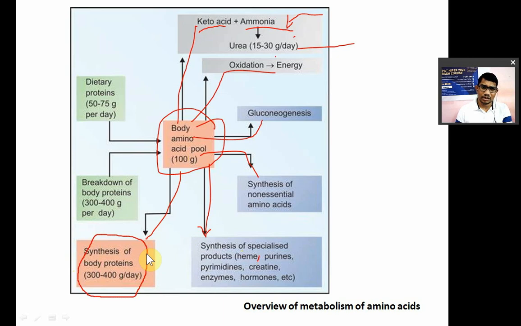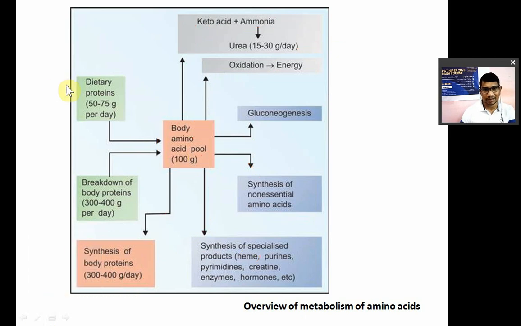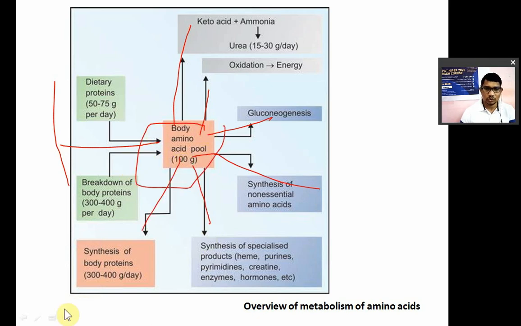So what will happen with the amino acid pool? Around 100 gram of amino acids are stored in the body. तो ये amino acid के साथ में क्या क्या हो सकता है, आता कहाँ से, आने का सोर्स ये है, जाने का सोर्स ये सब है, और रिजर्व स्टोर क्या है, 100 ग्राम. So it is an overview of metabolism of amino acids.